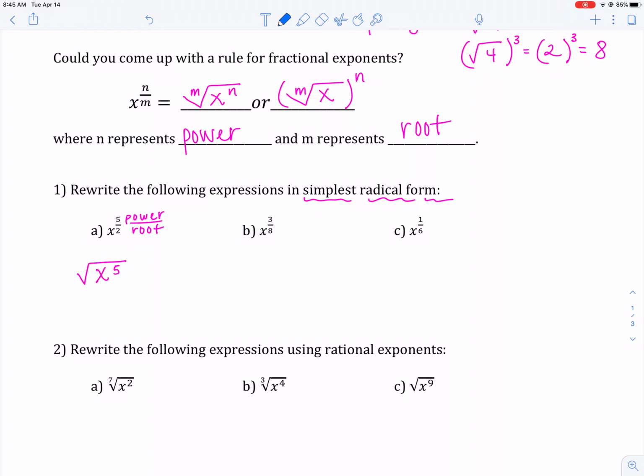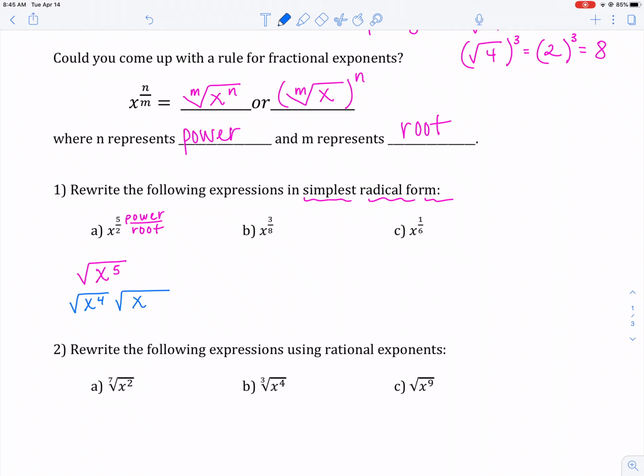Nick Golden, you were so good at this. What is the biggest perfect square that goes into x to the fifth? I would break it into two radicals. X to the fourth, because it's the highest even number that goes into x to the fifth. And then we'd have an extra x left.